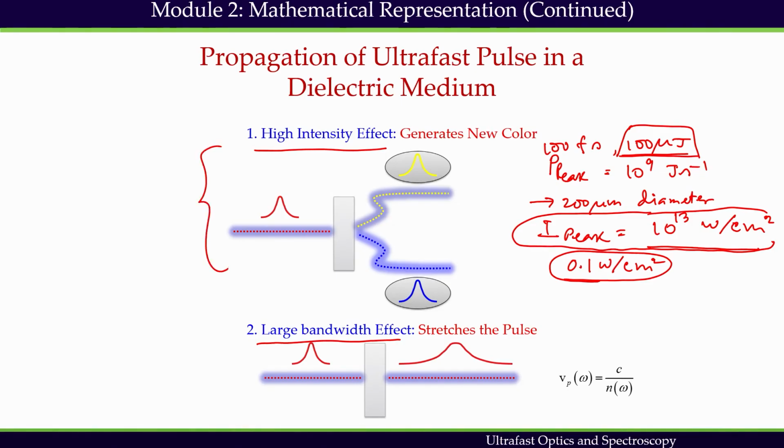On the other hand, if we look at the large bandwidth effect, we know that there are many frequency components traveling through the medium, and it may so happen that the red components face a different velocity than the blue components, and that's why they will spread out. So always, due to large bandwidth, due to dispersion, the pulse duration will elongate. These are the two effects which we will experience when the pulses are propagating through the medium. We have come to the end of this module. We'll discuss all these high intensity effects and dispersion effects in the next modules.